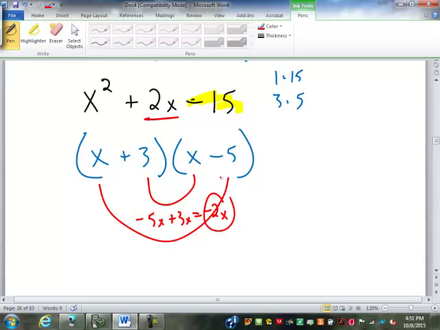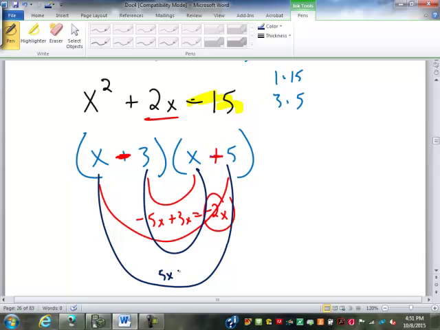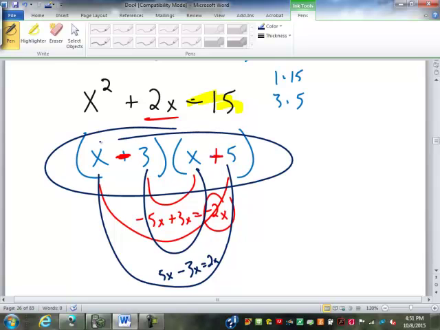It's negative instead of positive, or the other way around. That just means we've got to change the signs. This is going to be a negative 3, and this will be a positive 5. Now, if we double check, x times 5 is 5x. Negative 3 times x is negative 3x. That is 2x. So that's what we want. It's x minus 3 times x plus 5.